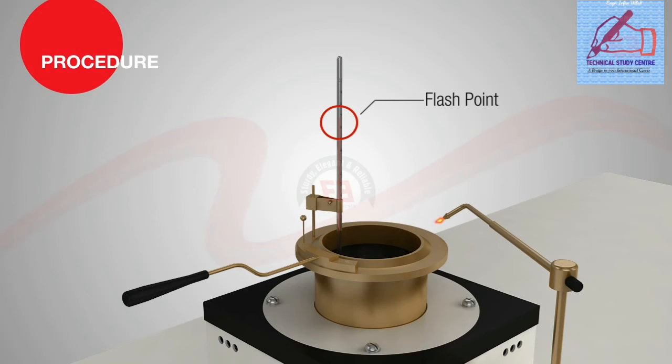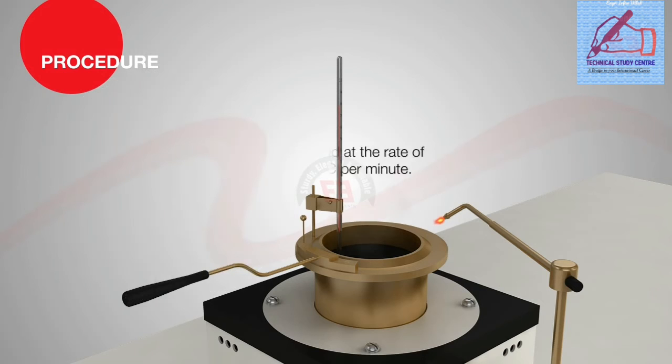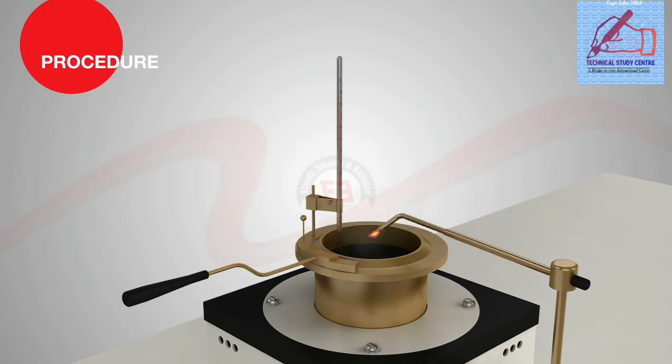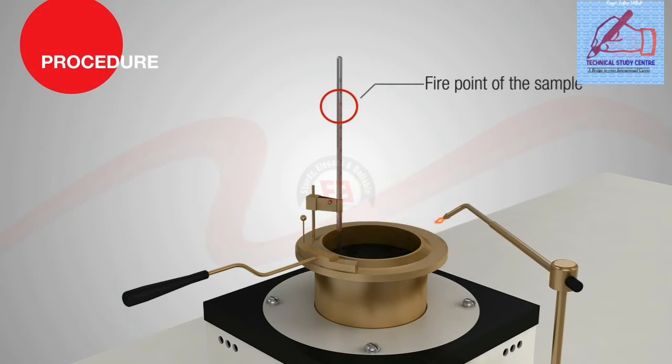After determining the flash point, the heating is continued at the rate of rise of 5 to 6 degrees Celsius per minute. An application of test flame is continued, and when the sample ignites for minimum period of 5 seconds, at that instance temperature indicated on the thermometer is noted as fire point of the sample.